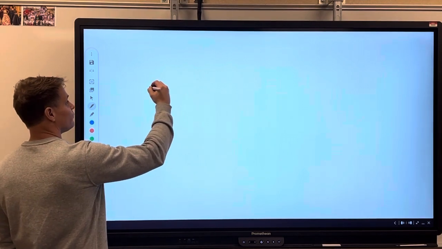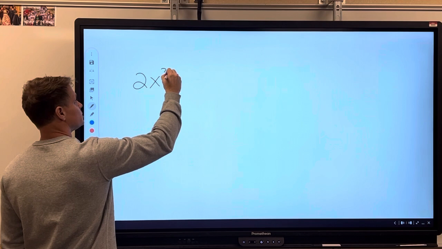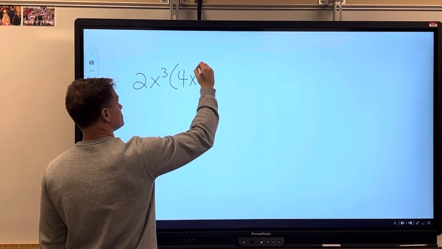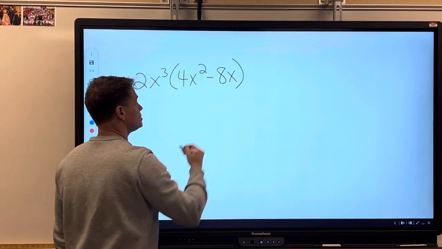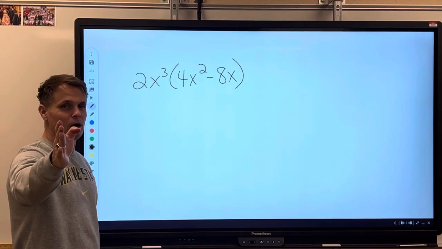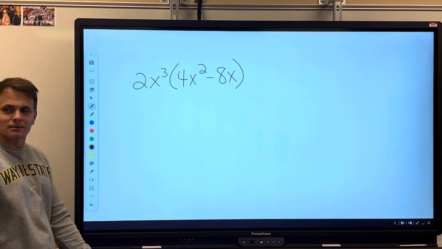Let's say we have 2x to the third times 4x squared minus 8x. That's a hard one. Try that one. If you're watching the video, press pause, try it, and then press play. When you're done, we'll see if we got the same answer.